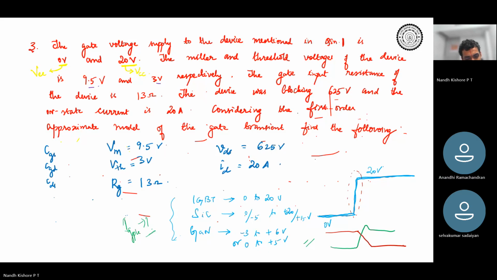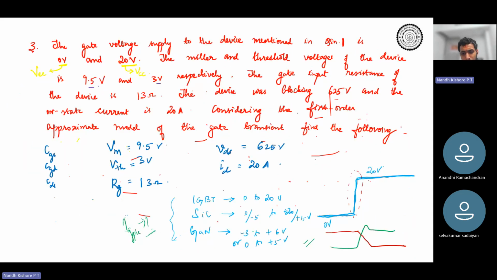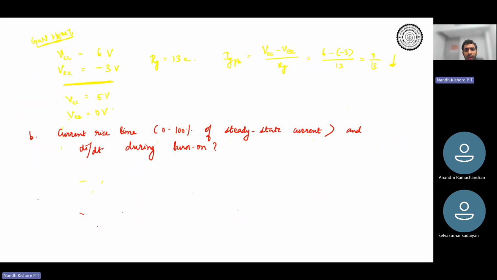Yeah, right. Because the VCC minus VEE difference is the least for GaN. We saw that IG peak is basically delta V by RG, that is the voltage difference divided by RG. So over here, it's only plus 6 minus 3, maximum 9 volts, or even less than that. Since your voltage is lesser, the current requirement is also lesser for the same gate resistance. So this is what we solved that day.